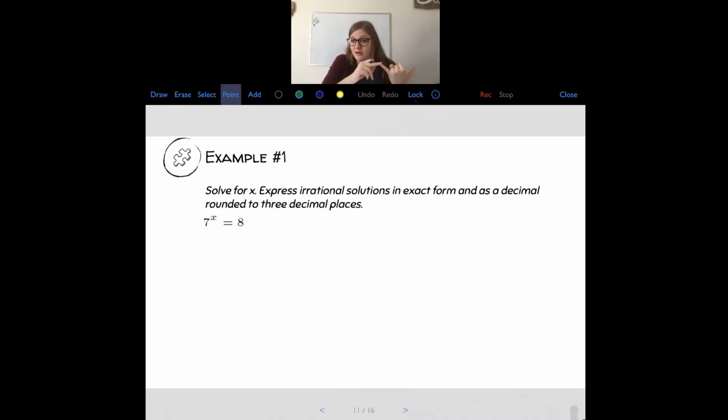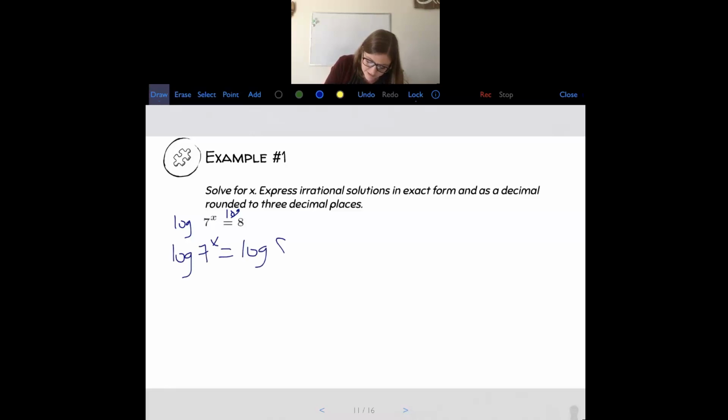You want to maybe use the common logs, because we're going to use a calculator, which also means that you could use ln. You could also take, since 7 is being raised to the exponent, log base 7 of both sides as well. So I'll show you a couple different ways to do this. First I'm just going to take the common log, or log base 10, of both sides. So I get log 7^x is equal to log 8.